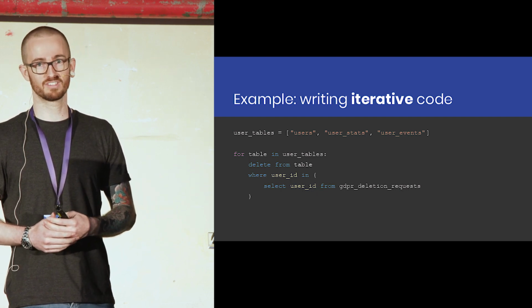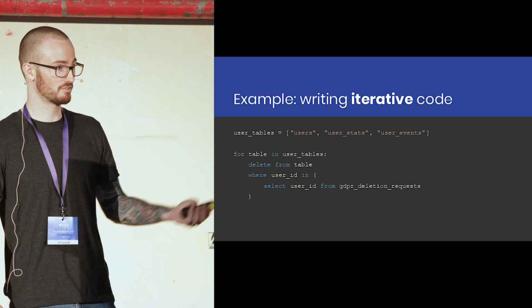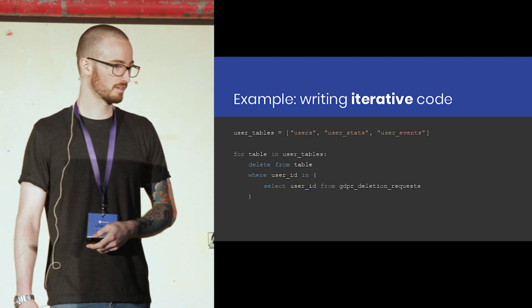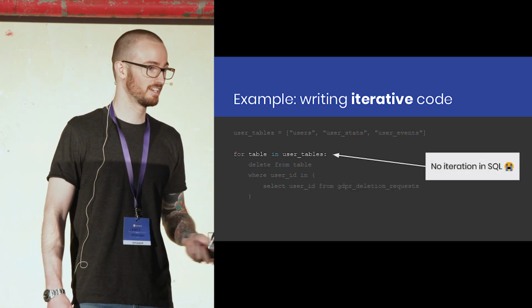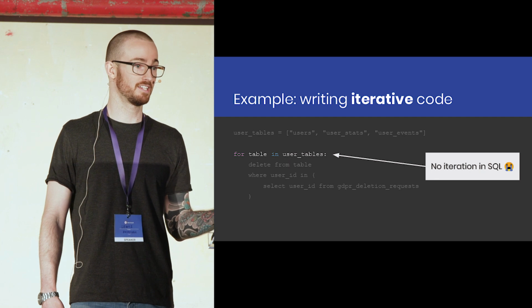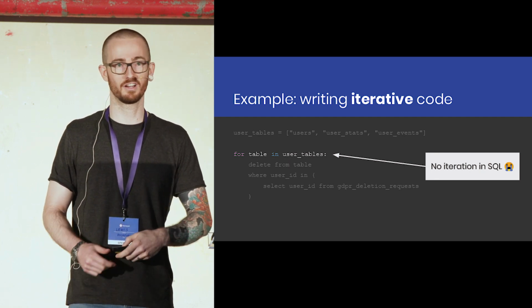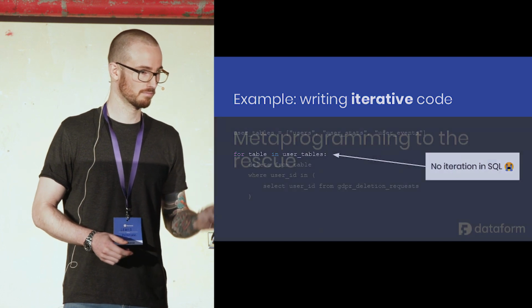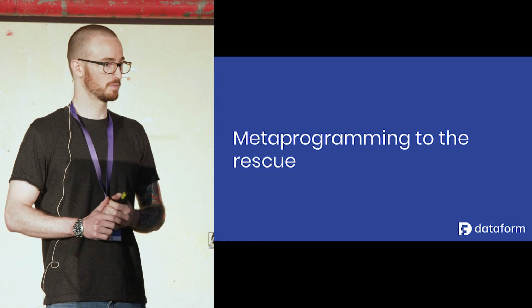There might be hundreds. You don't want to copy-paste the same delete statement into 100 different queries. So a for loop would be extremely useful here, but obviously this does not exist. Even if it did exist, there's no variables as well, so this would be kind of hard to accomplish. Okay, so how do we fix these problems?